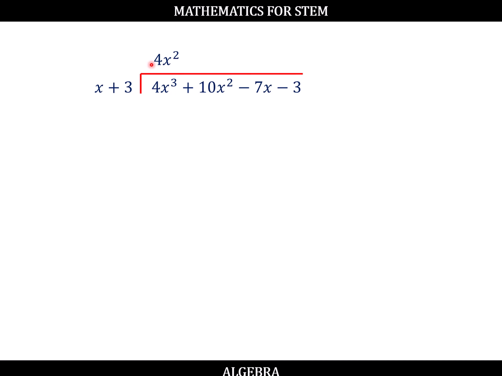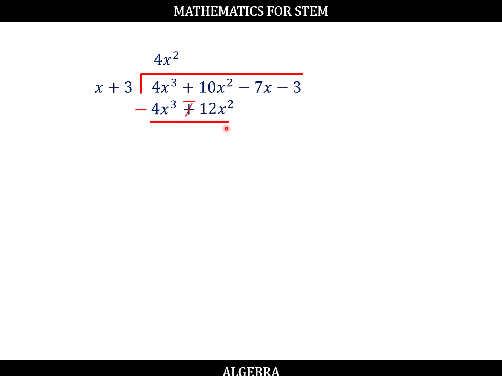And then we have to do that multiplication. What is x by 4x squared? x by 4x squared gives 4x cubed. Plus 3 by 4x squared gives plus 12x squared. The rule for long division then is to change the signs. So this gives a minus 4x cubed and a minus 12x squared.